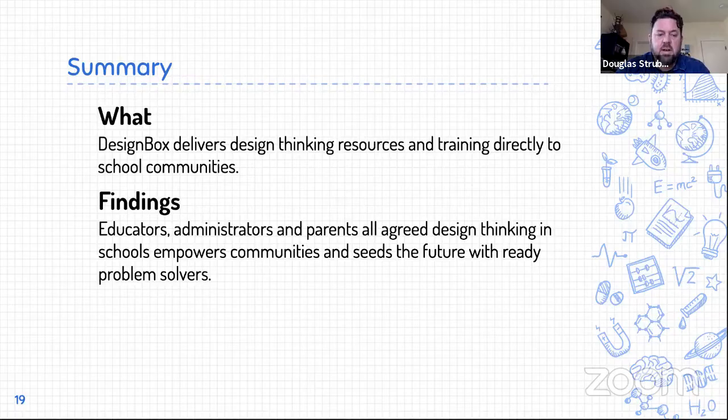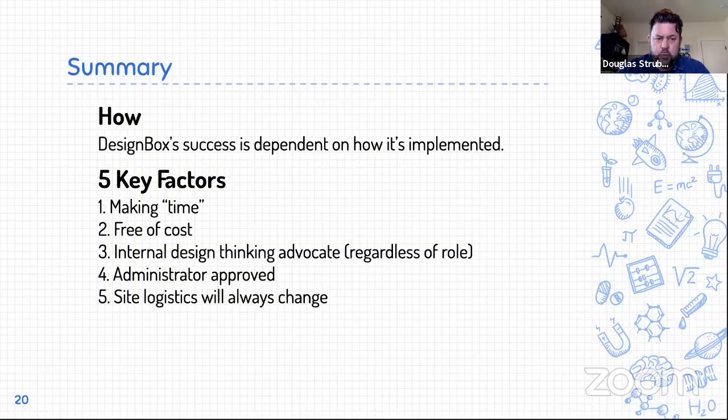So what Design Box is basically delivering is design thinking resources and training directly to those school communities. And our findings were that educators and administrators and parents across the board all agreed that design thinking would empower communities and create future-ready problem solvers, which was the problem and task at hand. So what we found also is that the how of Design Box is what was key for its success. And those came up with 5 key factors in how that would be applied.